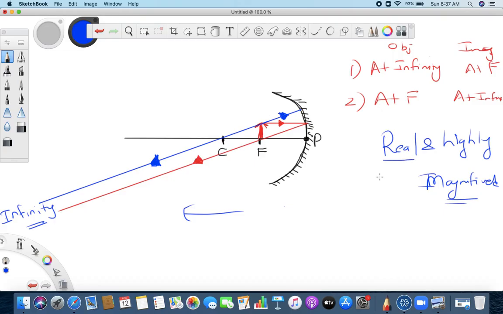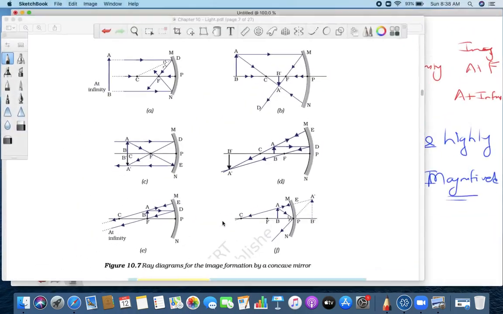Okay, real and inverted. I told you real images are mostly inverted and highly magnified. So that is how you get the second case. Again I am repeating. First case, if you put your object at infinity, you get your image at F. Second case tells you if your object is at F, you get your image at infinity, real and inverted and highly magnified. Let me show you in our table.